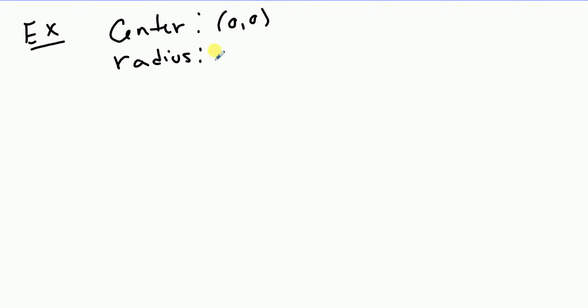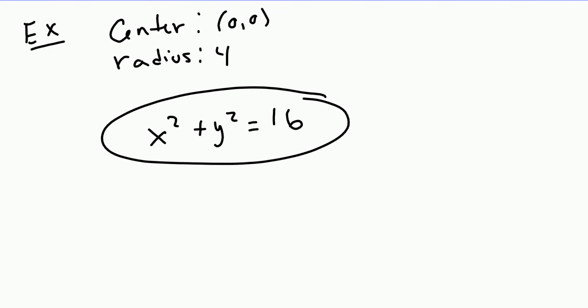So a quick example of that is, so center 0, 0, and we'll say radius is 4. So using what we just did, x squared plus y squared equals r squared, where r is 4, so 16. So it's pretty easy to write the equation of a circle if it's at the origin. Right? So what do we do if it's not at the origin?